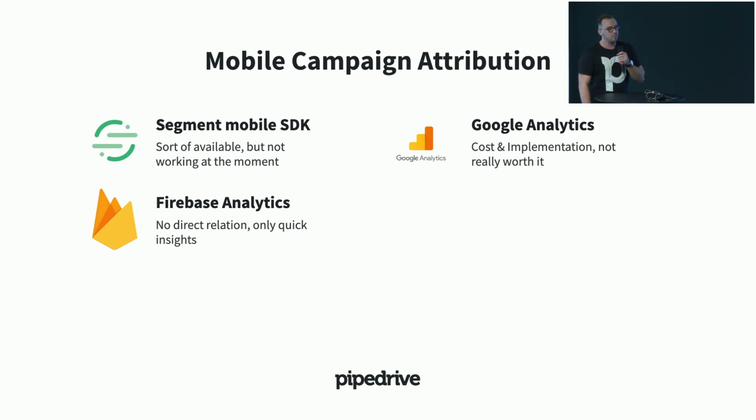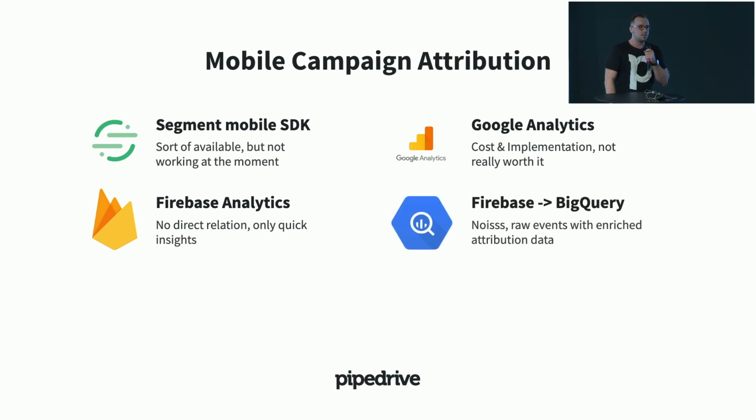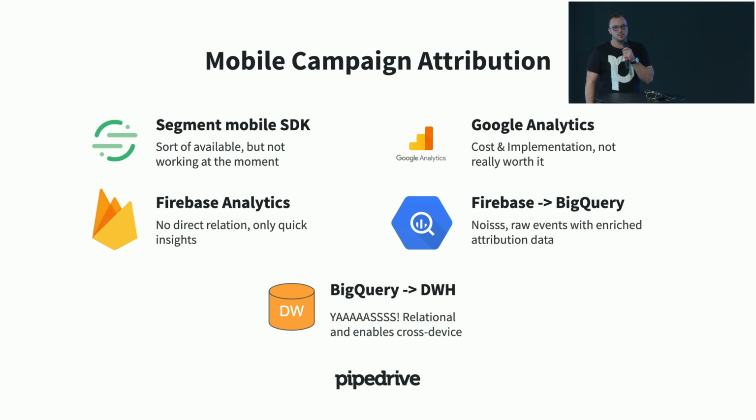So what we found is Firebase Analytics, which is also quite good. In the UI itself, you see the events and the conversions, but there's no direct relation, so you just see quick insights. But one good thing about Firebase is that you can integrate it with BigQuery, and it doesn't cost a lot compared to sending all the information from Google Analytics into BigQuery. And from BigQuery, you can send it to the data warehouse. In that case, we're preventing the data island that happens with mobile attribution data, and our marketers are happy.